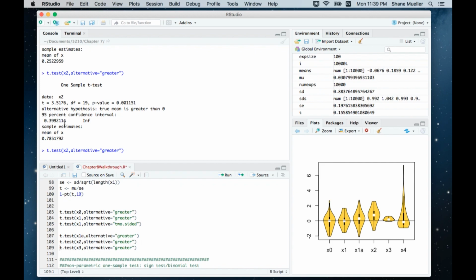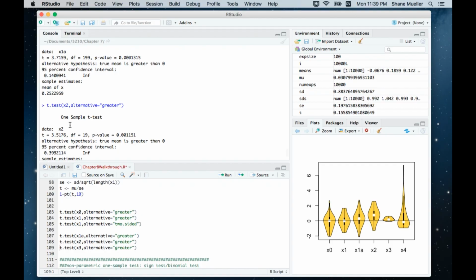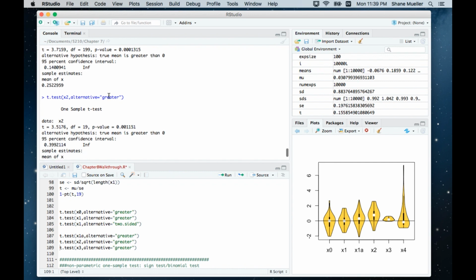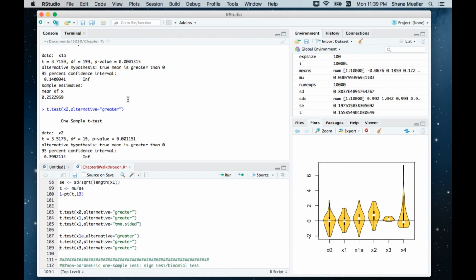We can see here that I'm not sure why the confidence interval is infinite. I think it has to do with it being a one-tailed test.